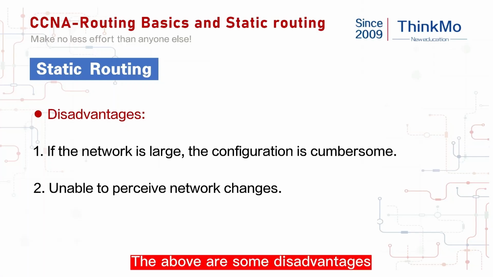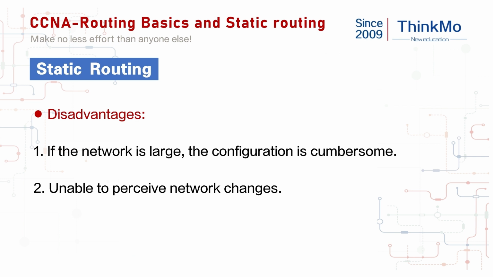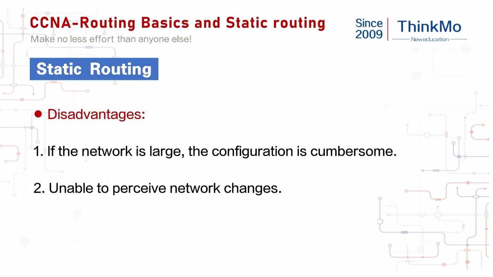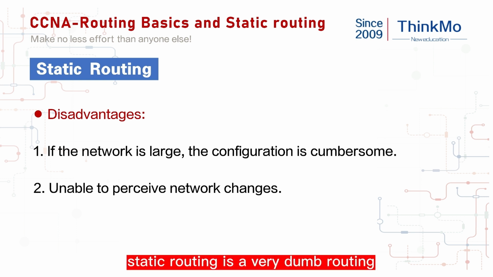The above are some disadvantages of the static routing we mentioned. The first problem is that if the network is large, the configuration is relatively cumbersome. Another problem is that static routing is a very dumb routing, because it is impossible for static routing to perceive the overall network changes.